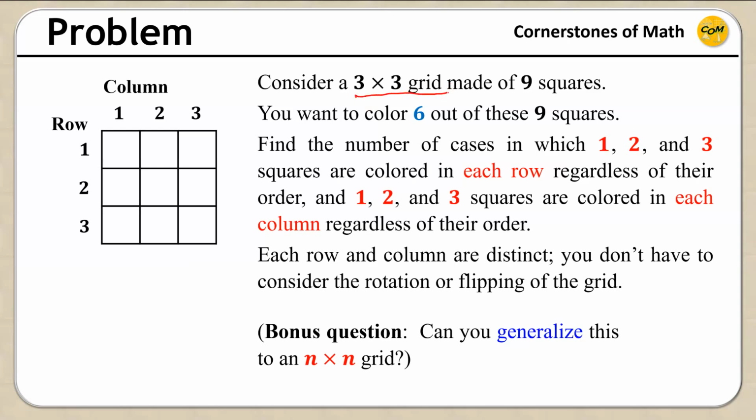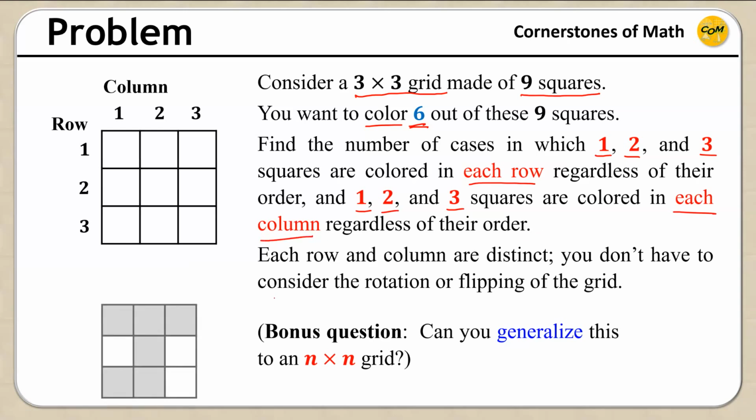Consider a 3x3 grid made of 9 squares. You want to color 6 out of these 9 squares. The main goal is to find the number of cases in which 1, 2, and 3 squares are colored in each row regardless of their order, and 1, 2, and 3 squares are colored in each column regardless of their order.